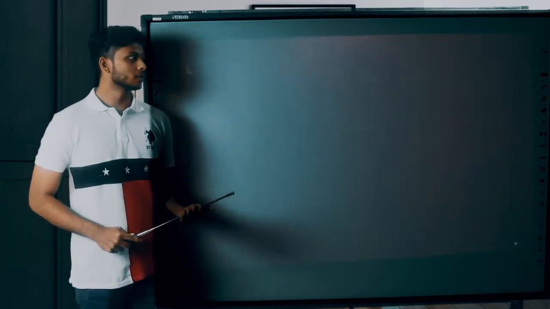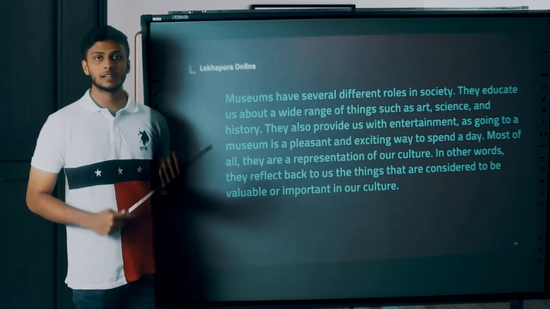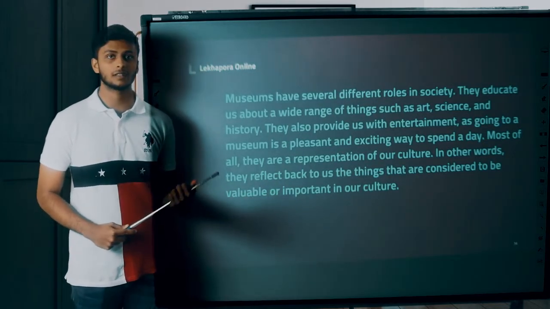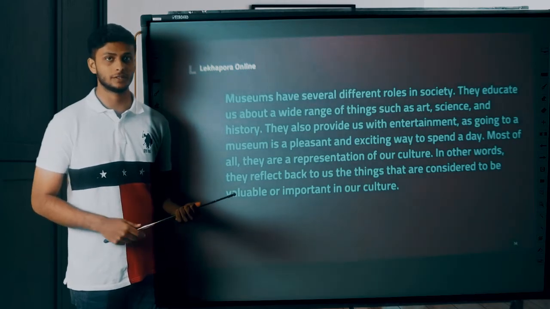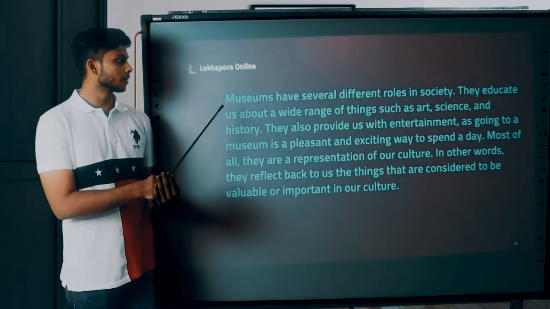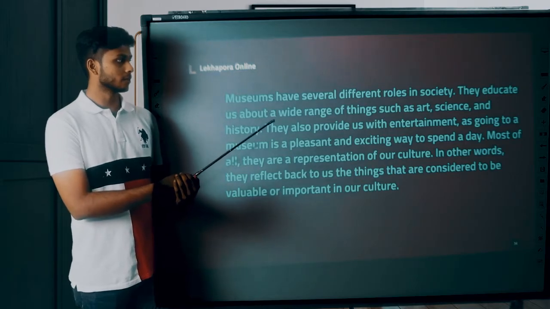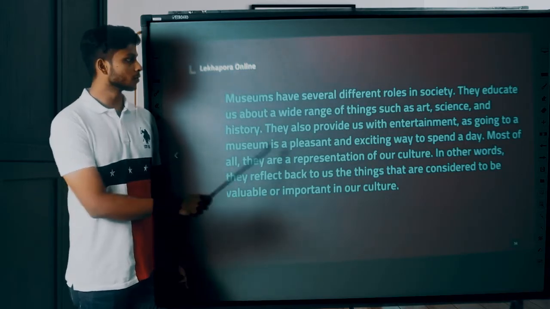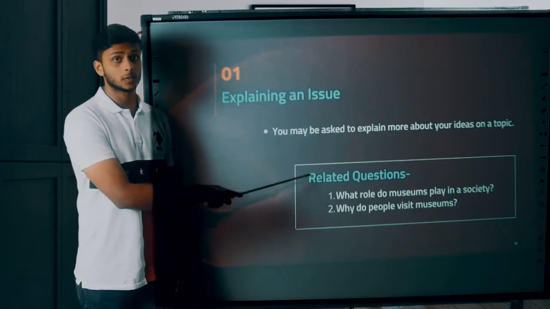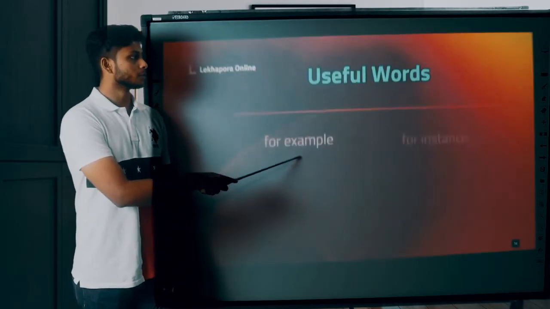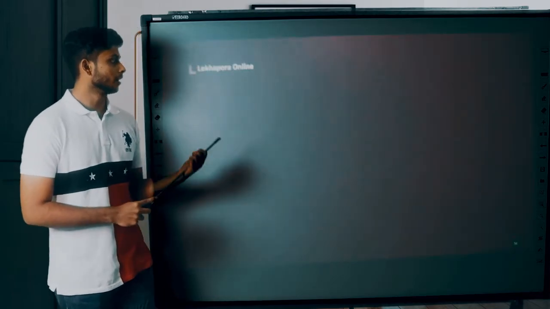Okay, now let's look at one example response. Then I can explain how you can actually explain an issue. So here you can see museums have several different roles in a society. This is the response to the first question: What role do museums play in a society? So the response could be as follows.